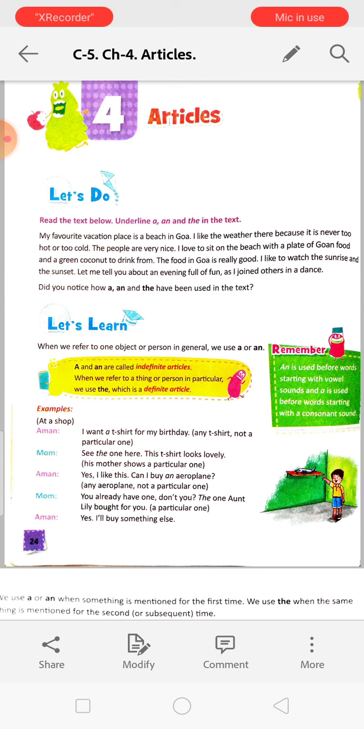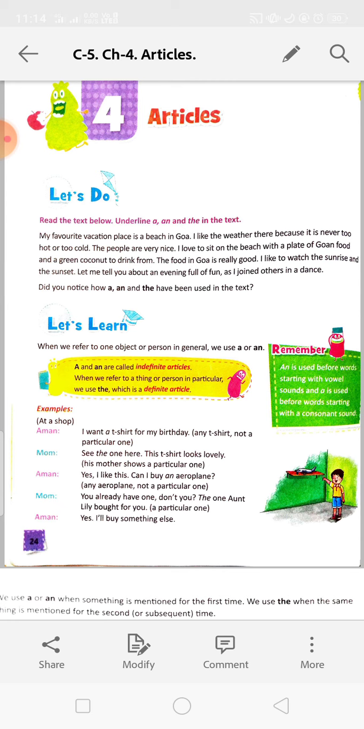Next, examples. At a shop, I want a t-shirt for my birthday. Any t-shirt, not a particular one. We are using a over there. Mom, see the one here. This t-shirt looks lovely. His mother shows a particular one. When it is a particular one, we are using the over there.